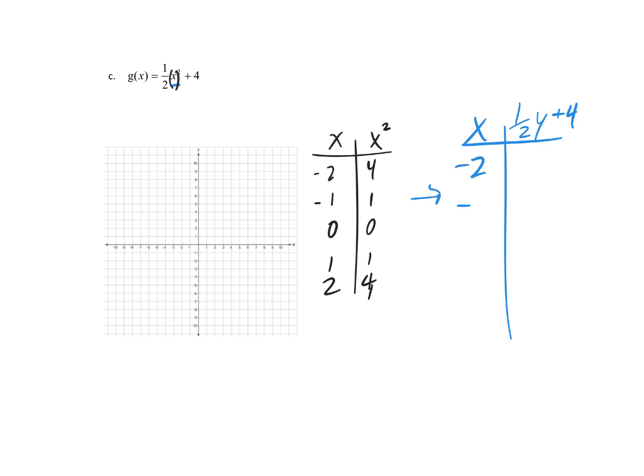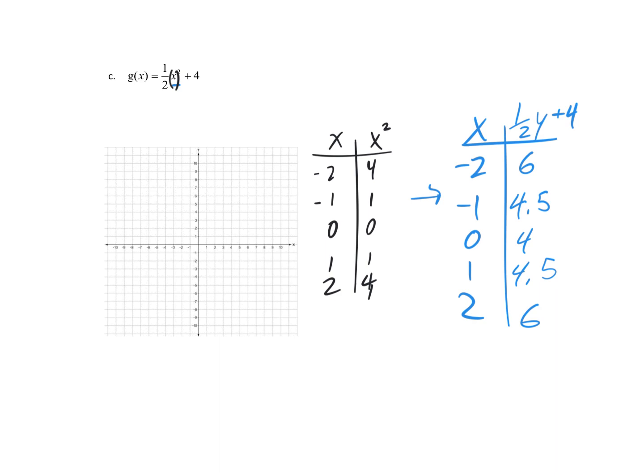We just copy these x's down. These are just the same numbers that we had originally. So 1/2 is 2 plus 4 is 6. 1/2 is 4.5. Okay, it's going to be 4, 4.5, and then 6 again. So the values tend to repeat themselves in here.